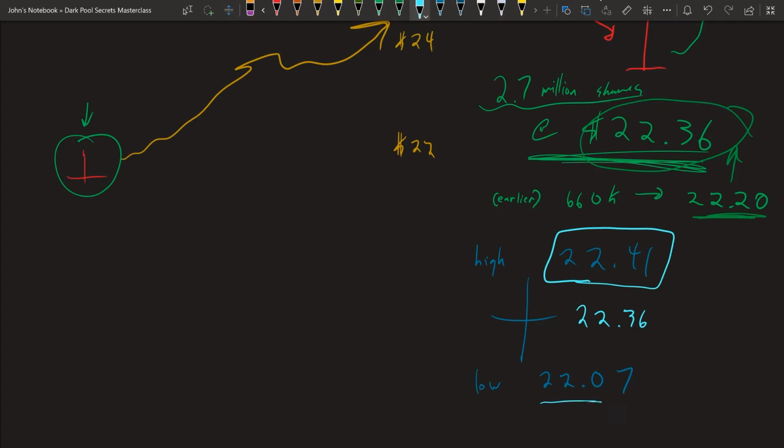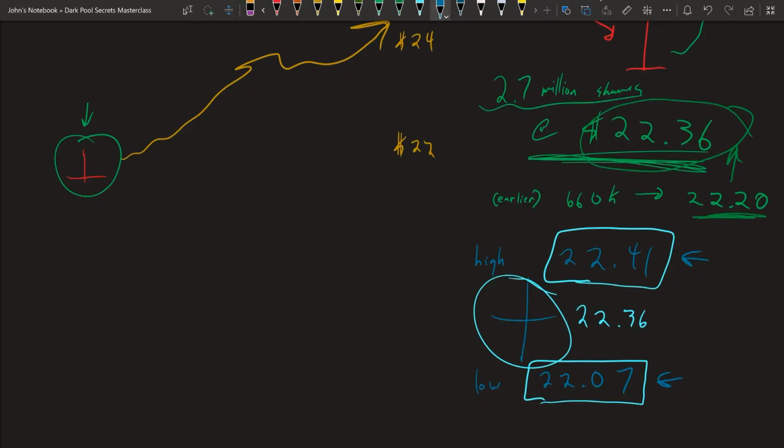And if it closes below 22.07, you're going to be below the print, and you're going to be below the doji. So that's where you would sell. And that's where you get your target numbers. You get them from the previous highs and lows of the doji.